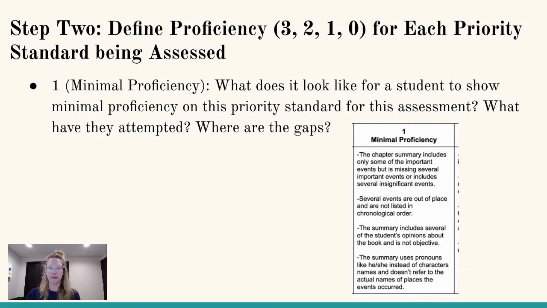What are they missing? In this case, for a 1, the chapter summary includes only some of the important events, but is missing several important events or includes several insignificant events. Several events are out of place and are not listed in chronological order. The summary includes several of the student's opinions about the book and is not objective. And the summary uses pronouns like he or she instead of characters' names and doesn't refer to actual names of places where the events occurred.